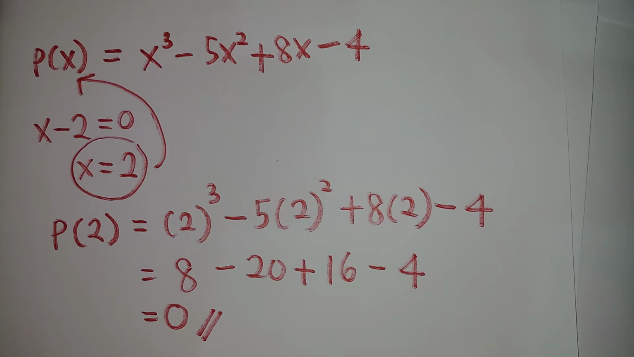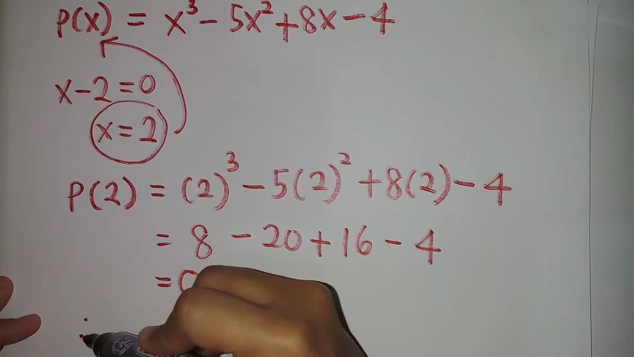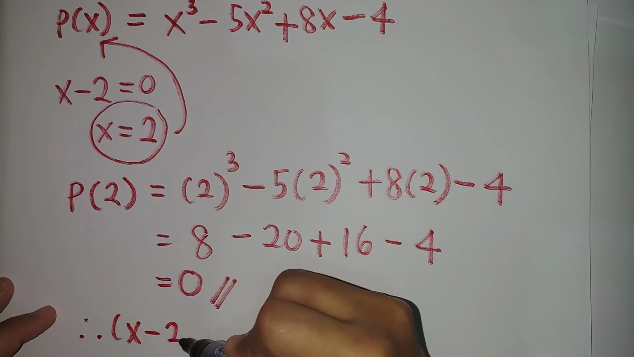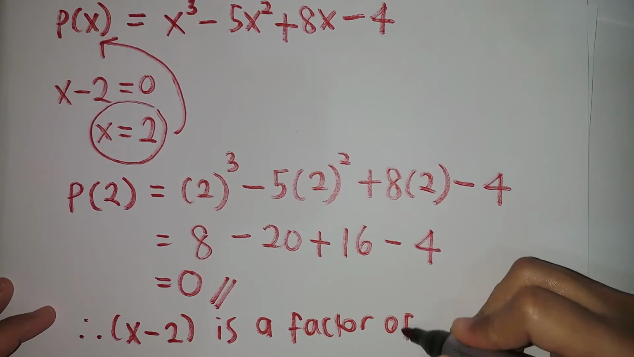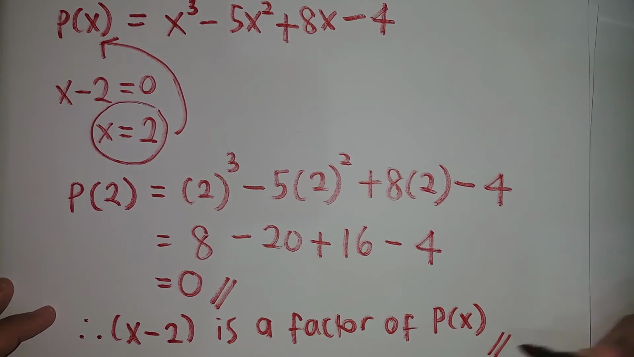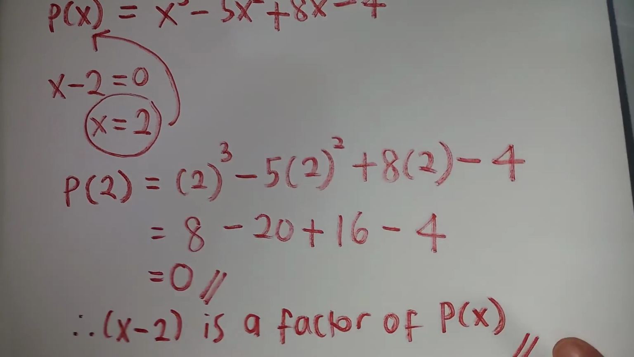Whenever you need to show that one polynomial term is a factor of another polynomial, you just need to make sure you let x be the subject. You get the value of x, you substitute the value of x back into the polynomial, and you need to make sure you get 0. So if you get 0, therefore x minus 2 is a factor of P(x). That's how you show it. This is very, very easy.